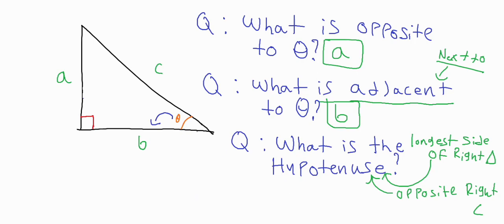Again, how do we find what was opposite to theta? We drew an arrow, and literally what was opposite to it was A. Same thing. What is opposite to a right angle? C is opposite to a right angle, right?